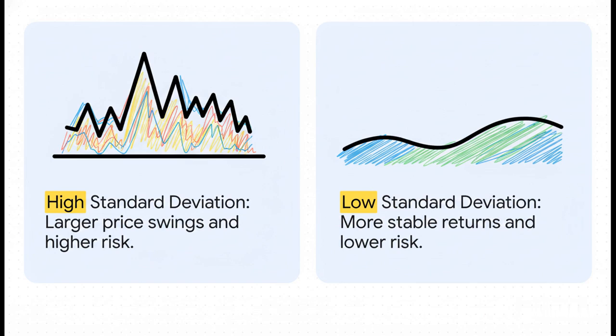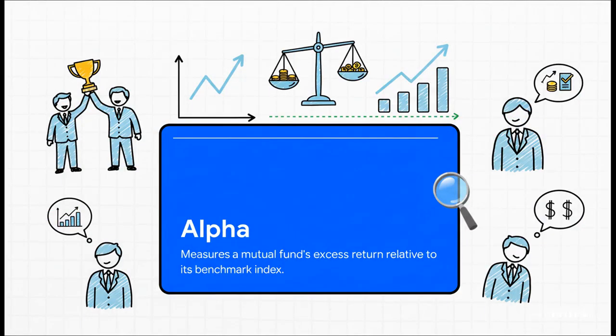It really just comes down to how much of a thrill seeker you are with your money. Okay, now we get to one of my personal favorites, alpha. This is where the human element comes in. Think of alpha as the fund manager's report card. It answers one simple question. Is this person actually adding value with their brainpower, or are they just riding the market wave?